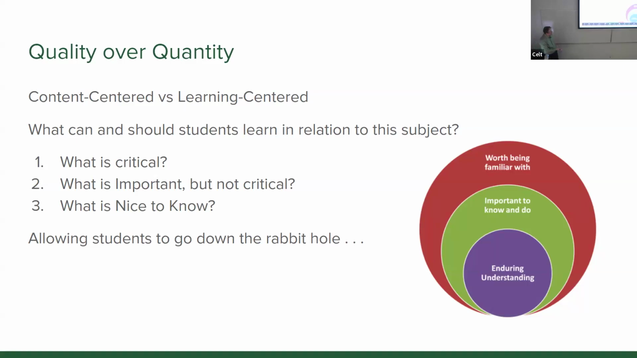So again, we're kind of going full circle with our backwards design model in that when we're thinking about delivering information, what is critical, what is important but not critical, and what is nice to know, and making sure that it's clear to our students which materials fall under which of those banners.